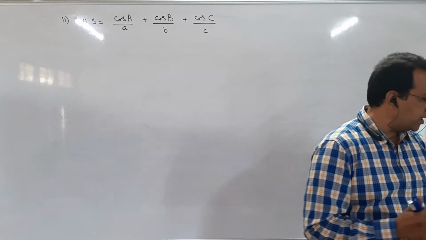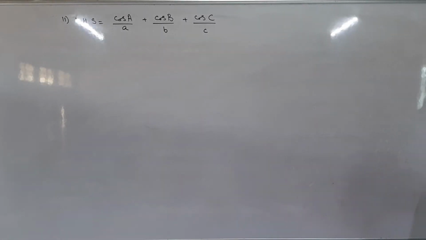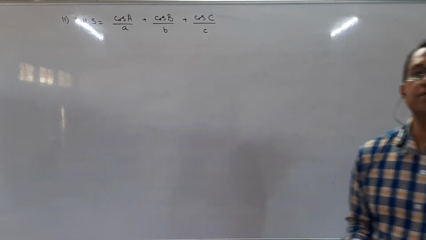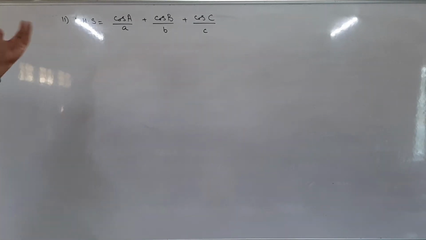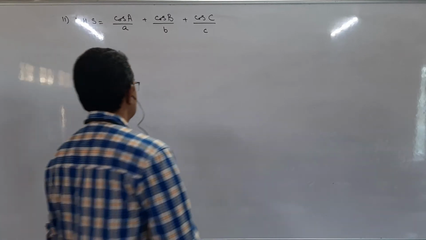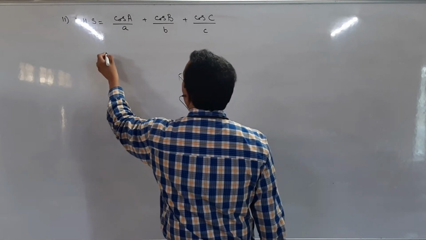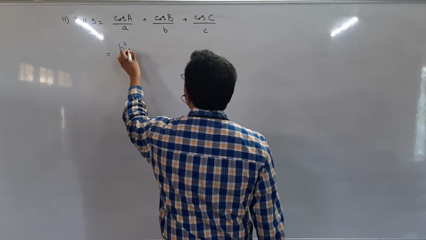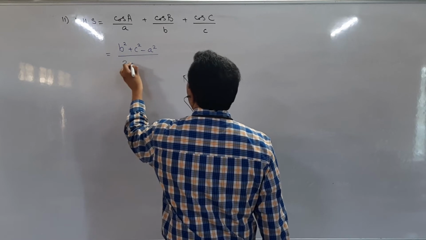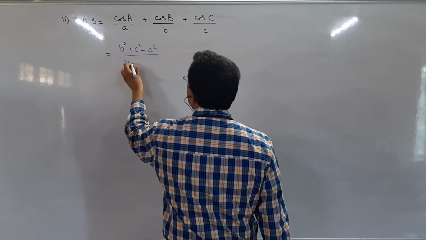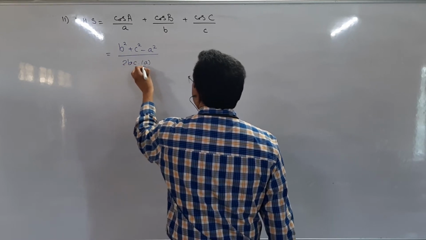Cos A upon small a, first of all check your RHS. Your RHS is required, students, in terms of small a, b, c. That is why it is advisable to apply the cos rule. What is the formula of cos A? B square plus C square minus A square upon 2BC, and into A as it is.